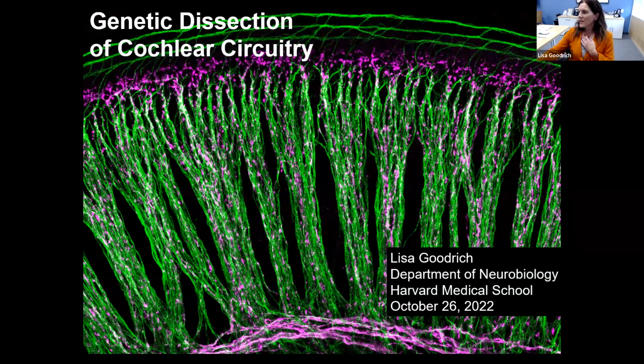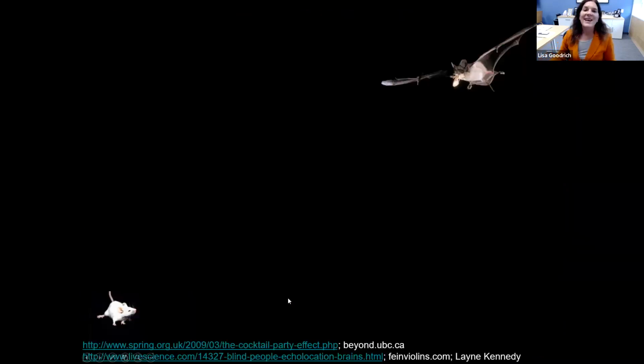So let me start by just reminding you of everything that your auditory system is able to accomplish, because this puts in context the purpose of the circuitry.